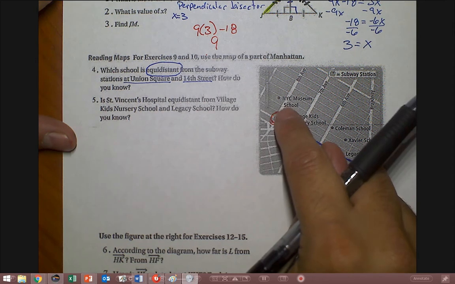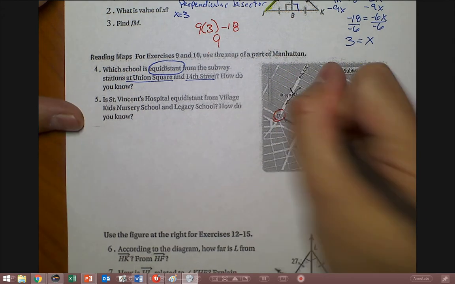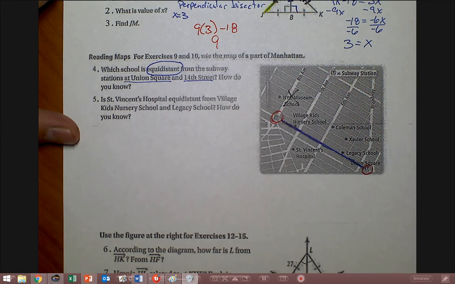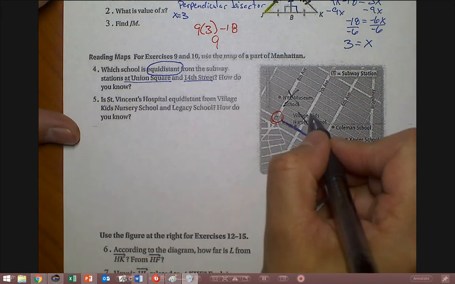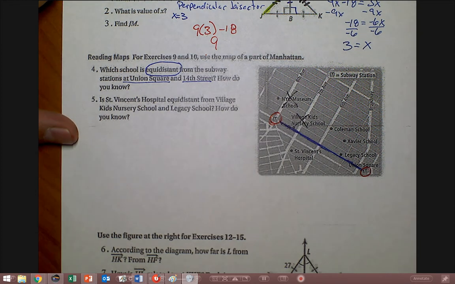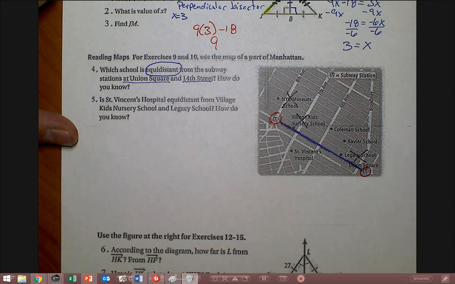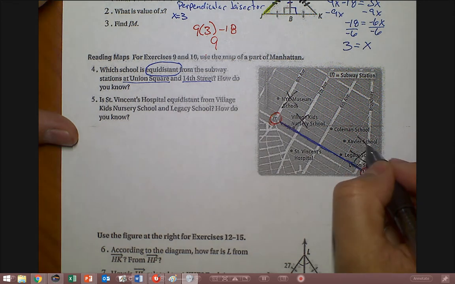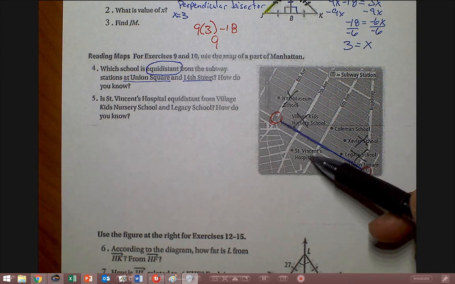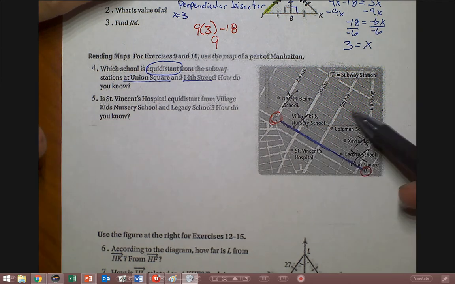So is it going to be the museum? No. Cross that one out. Is it going to be the Village Kids Nursery School? No. Is it going to be Legacy School? No. Now, is it going to be Xavier School? Okay. Process of elimination. Okay, maybe it's like a medical school or something, but we'll see.